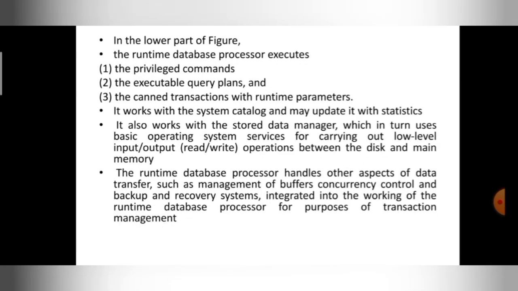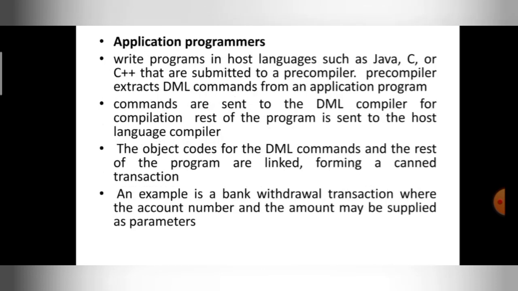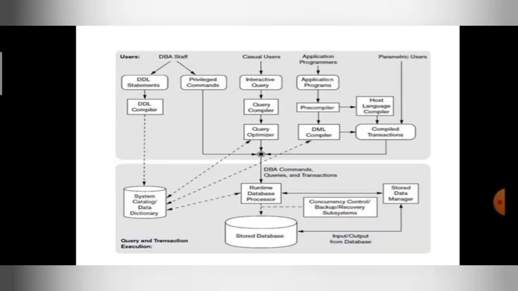Next, the runtime database processor handles other aspects of data transfer such as management of buffers, concurrency control, backup and recovery, whatever task you should do. For example, if you want to do backup, that is also taken care of by the runtime database processor only. If you want to do recovery, the runtime database processor takes care of that also. Concurrency control: if any two users try to access the database at the same time, concurrency should be maintained. Those things are taken care of by the runtime database processor.